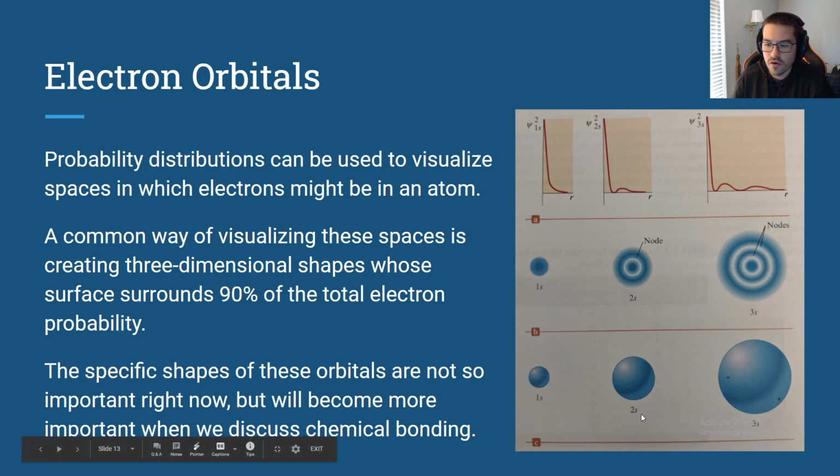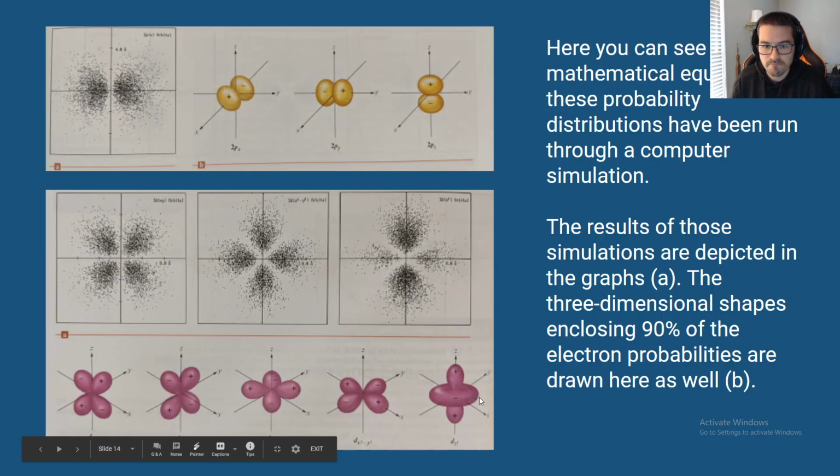Okay, these are simple orbitals, the 1s, 2s, and 3s. As you're going to see here in just a second, the different types of orbitals can vary in shape. But 90% of the time we would find the electron in that region. Okay, the specific shapes of these orbitals are not so important right now, and as I'm about to show you, they can get pretty complex, but they will become a little bit more important when we start discussing chemical bonding later on in the semester.